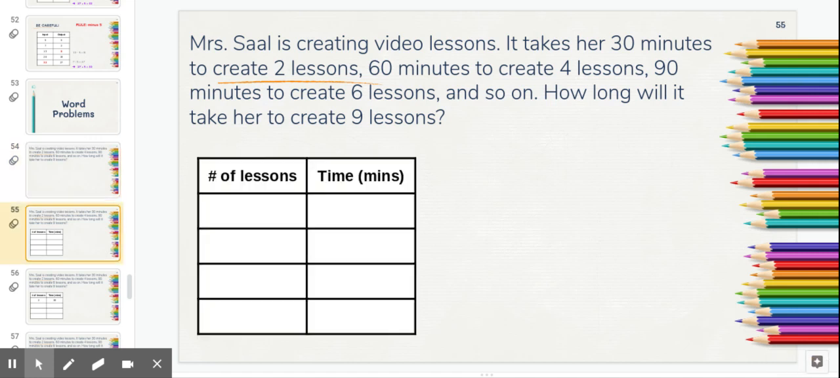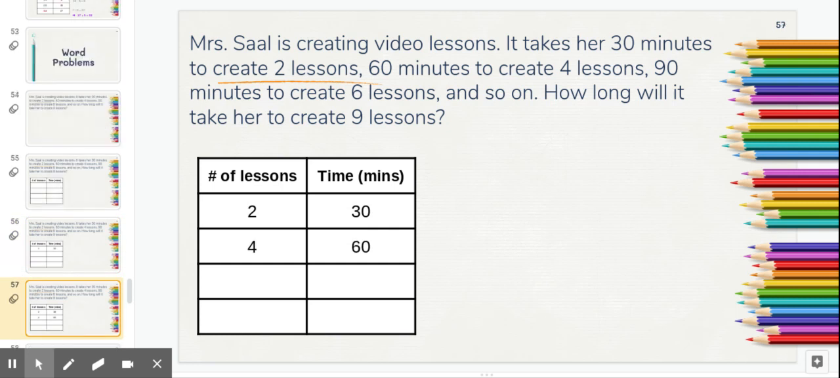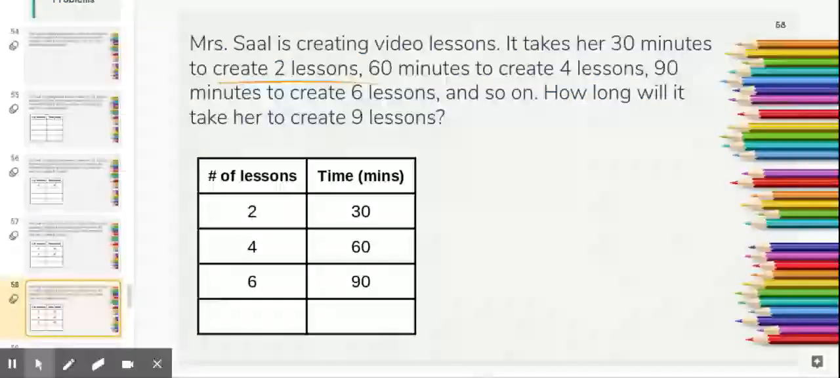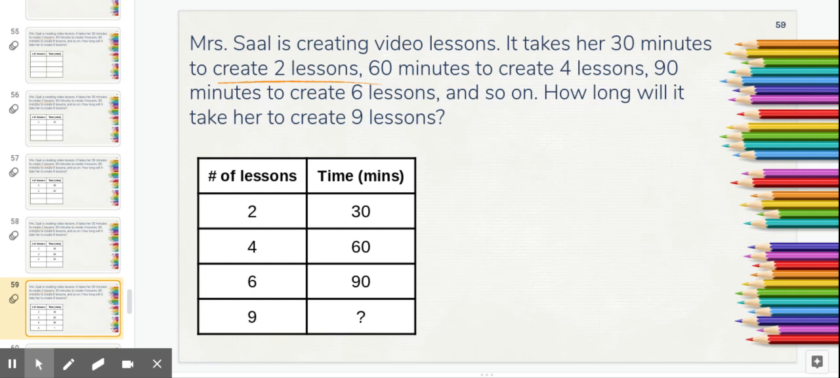So I'm going to create a table, and my input column is going to be the number of lessons, and my output column is going to be the time it takes to create them. So 2 lessons takes 30 minutes, 4 lessons takes 60 minutes, 6 lessons takes 90 minutes. And you might be thinking, well, I can do 8 lessons is 120 minutes. But the problem is we're not trying to figure out how many minutes 8 lessons will take. We're trying to figure out how many minutes 9 lessons will take.